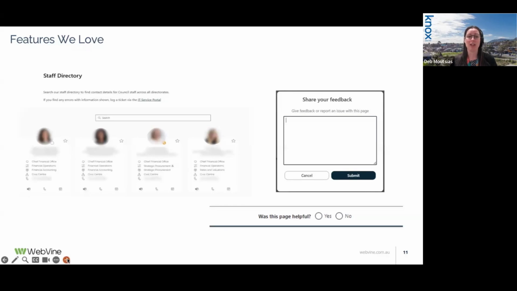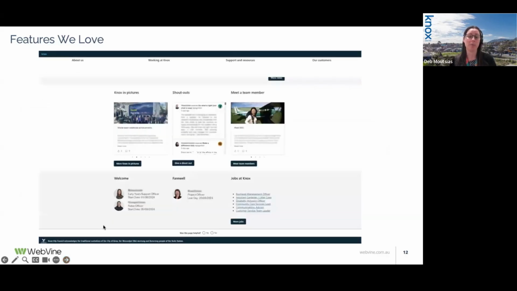And then if we go to the next slide, I also wanted to show the bottom of our homepage, which I really love. We've configured the NGO news recognition and people web parts to meet our vision to have our intranet showcase our staff and encourage connection. So you can see we've got staff giving shout outs, we've got our Meet a Team Member and Knox in Pictures articles, and they highlight achievements, goings on and getting to know each other. And we've got our comings and goings and job listings at the bottom too.